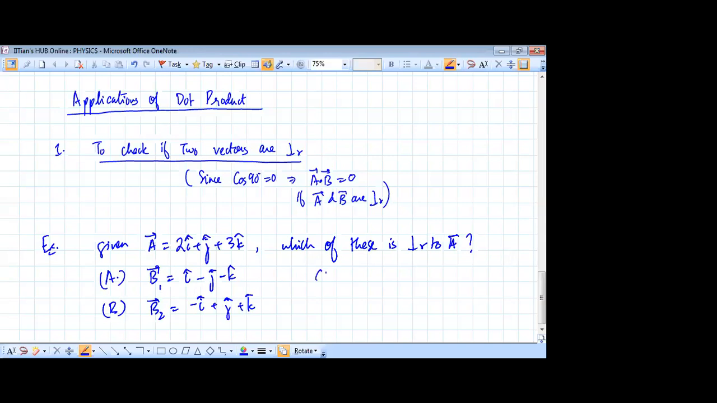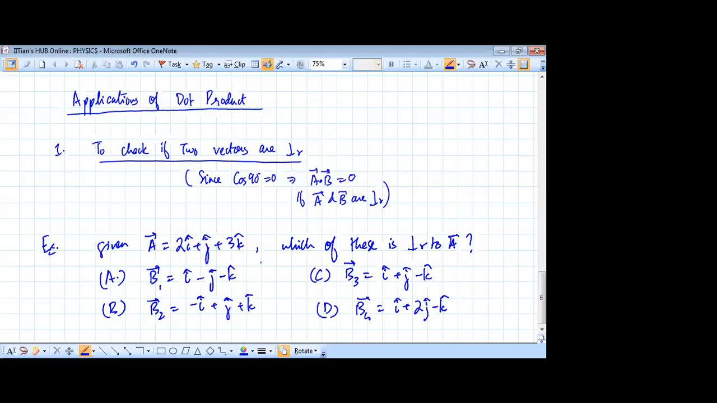And option C, suppose, is given as B3 vector is i cap plus j cap minus k cap, and option D is given as B4 is equal to i cap plus 2j cap minus k cap. So you want to check which one is perpendicular. So what you have to do in this question, yes, correct.